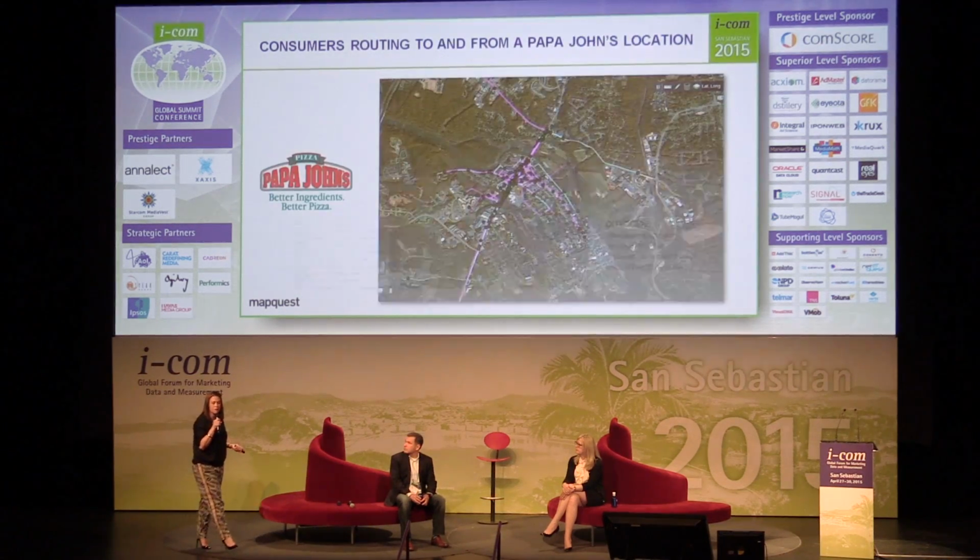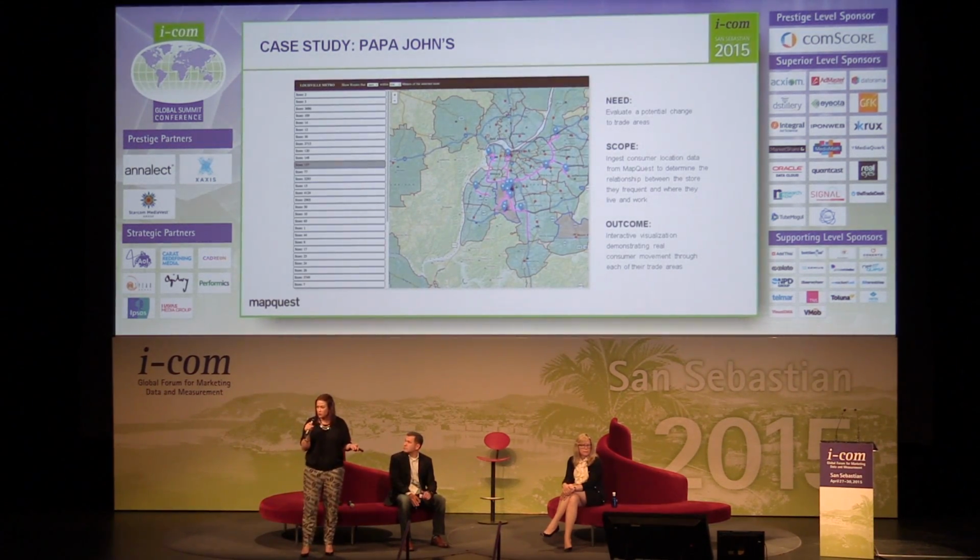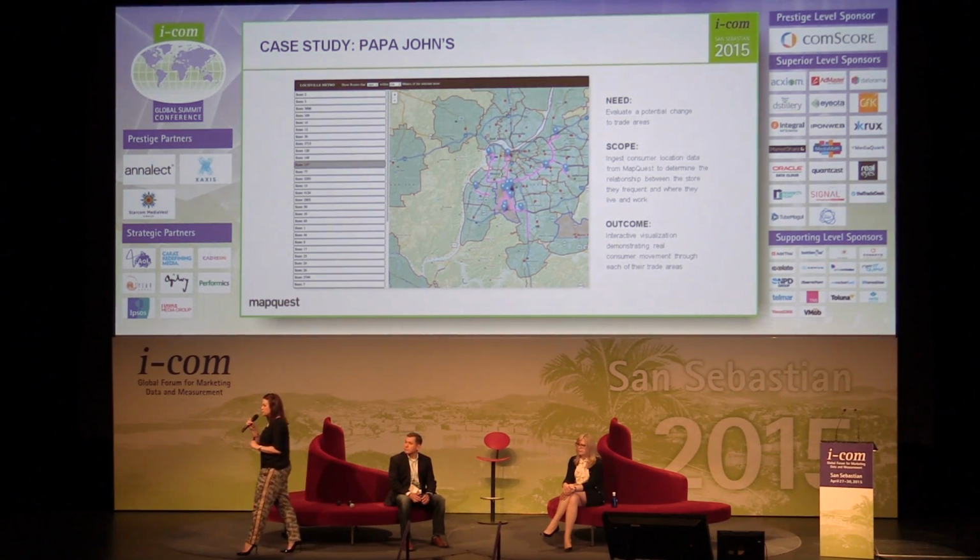So the first case study I'm going to walk you through is for Papa John's. If you are not familiar with Papa John's, we Americans take our pizza very seriously. And these guys are one of the top pizza producers. They have about 4,500 franchise locations in the United States, and they're also a global operation as well. And we said, hey, we have all this location data. Is this interesting? And they said, I think you can solve a problem for me.